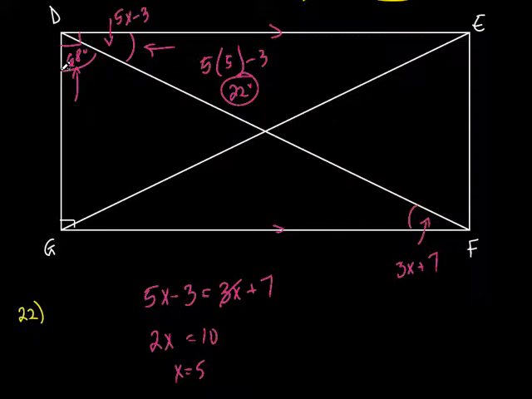You can do 23, but that's just as easy. They tell you D, E, and G, F. They tell you the top one, and they tell you the bottom one, and they give it in terms of x like this. So you do the same exact thing. You set this equal to this, solve for x, plug it back in, and you're good to go. You can do that one yourself.